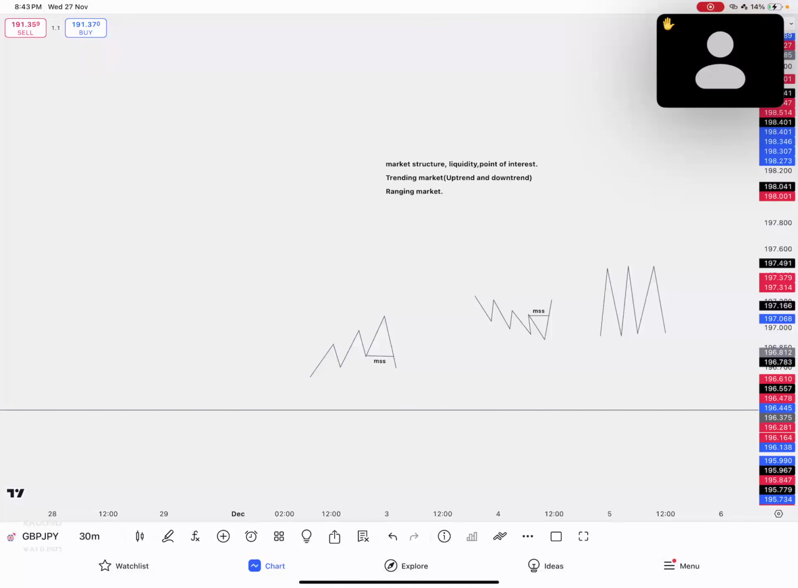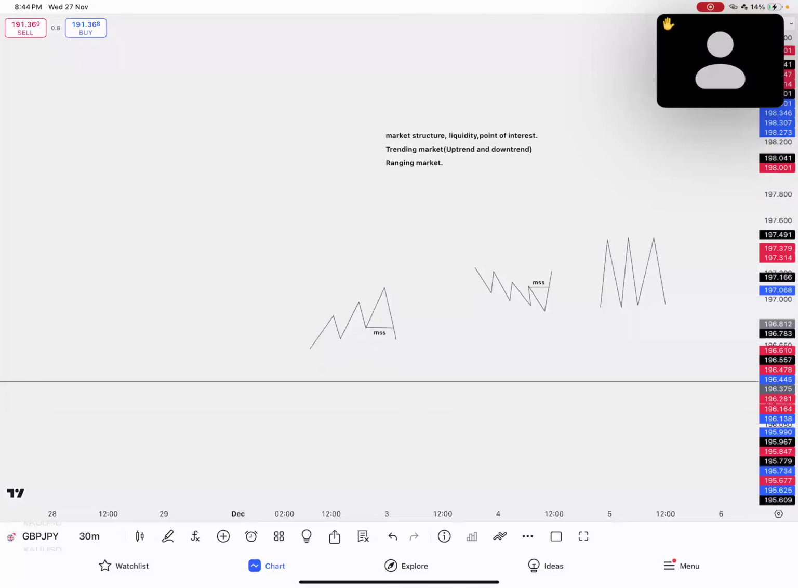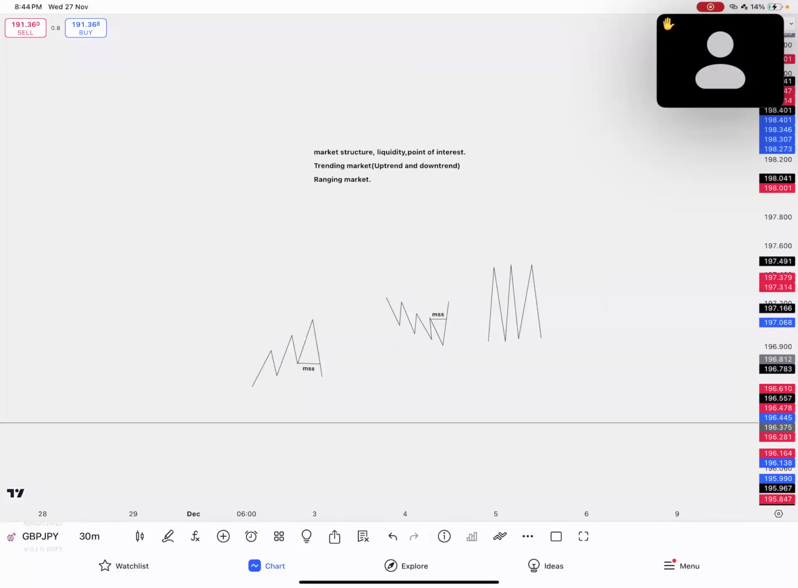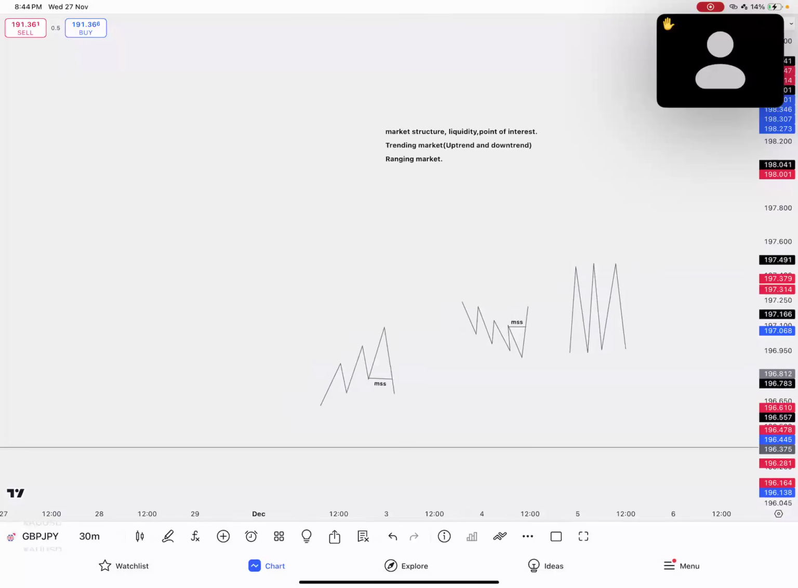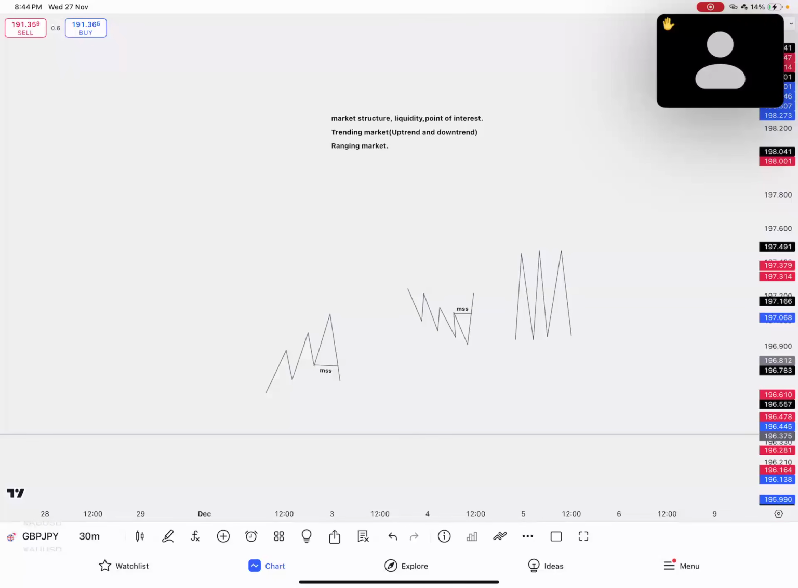Understand? But in a break of structure, the direction the market breaks structure to is where you're going to be looking for trades. You understand? What do I mean by that? Structure shifts are for trends, but break of structure is mostly for ranging markets. It can also occur in a trend, but for break of structure, each zone that gets broken, we are going to be looking for trades in line with that current zone that breaks.